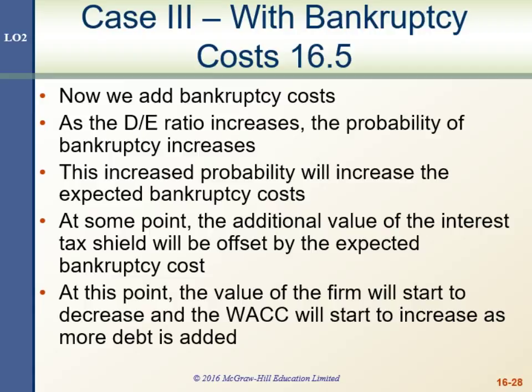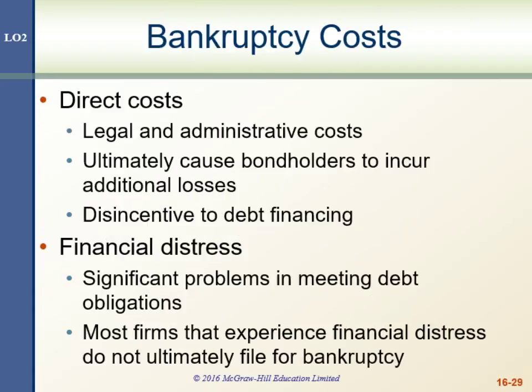So the implication is that at some point, the additional value of the interest tax shield, which is uniformly increasing the value of the firm, would be offset by the expected bankruptcy cost, and in particular, the weighted average cost of capital would start to increase again as more debt is added. So that tells us that there's some point where there's a minimum in the weighted average cost of capital, and if that's the case, that would be one characterization of the optimal capital structure of the firm.